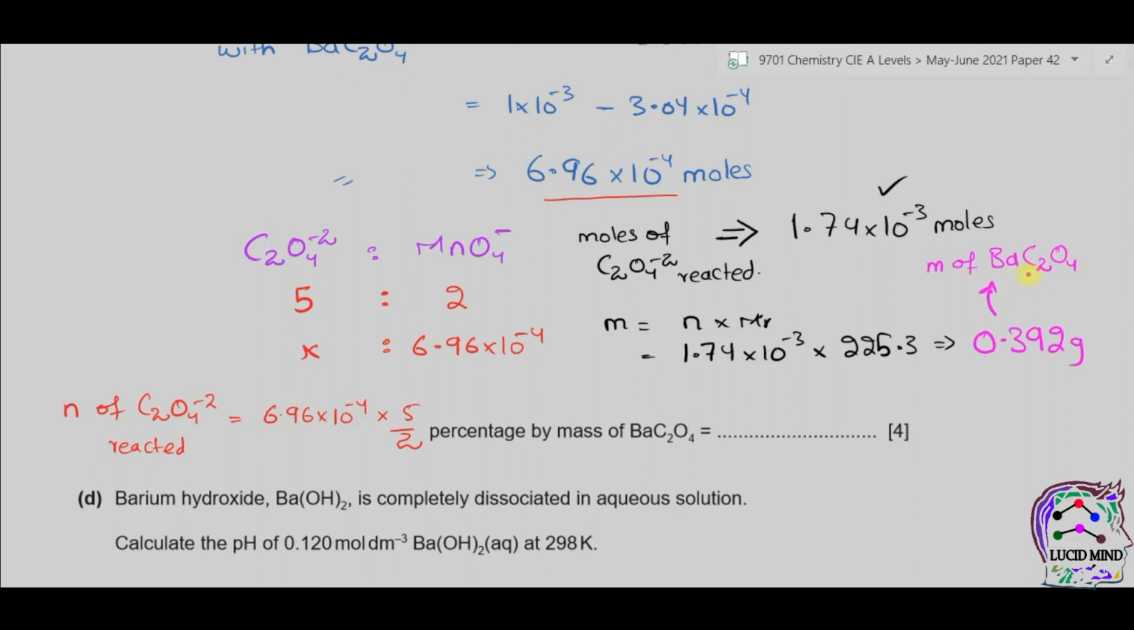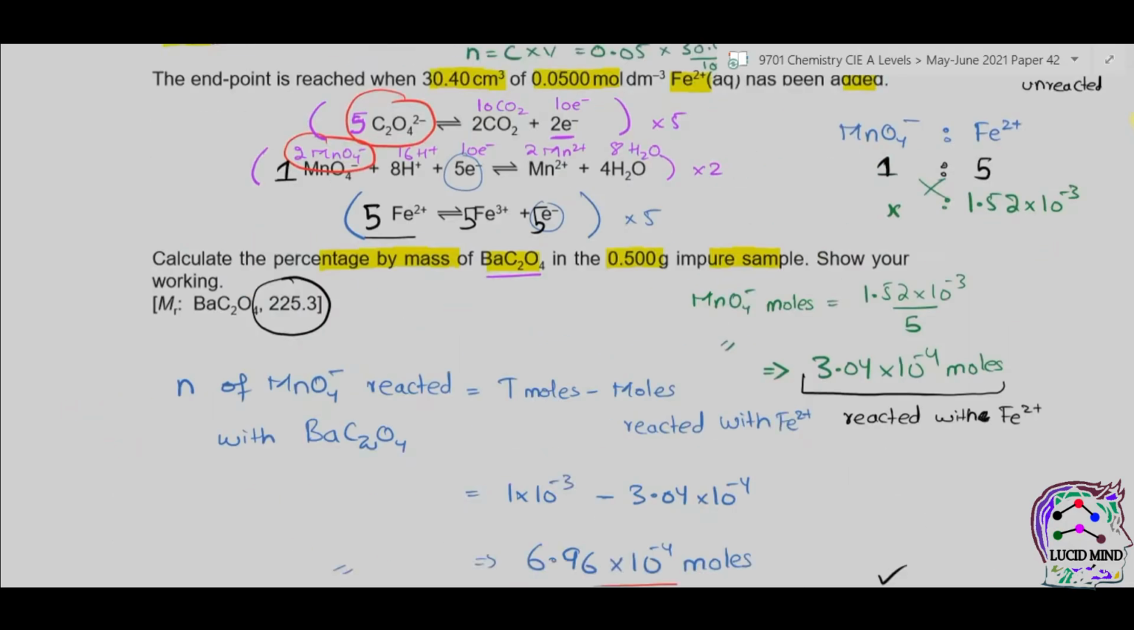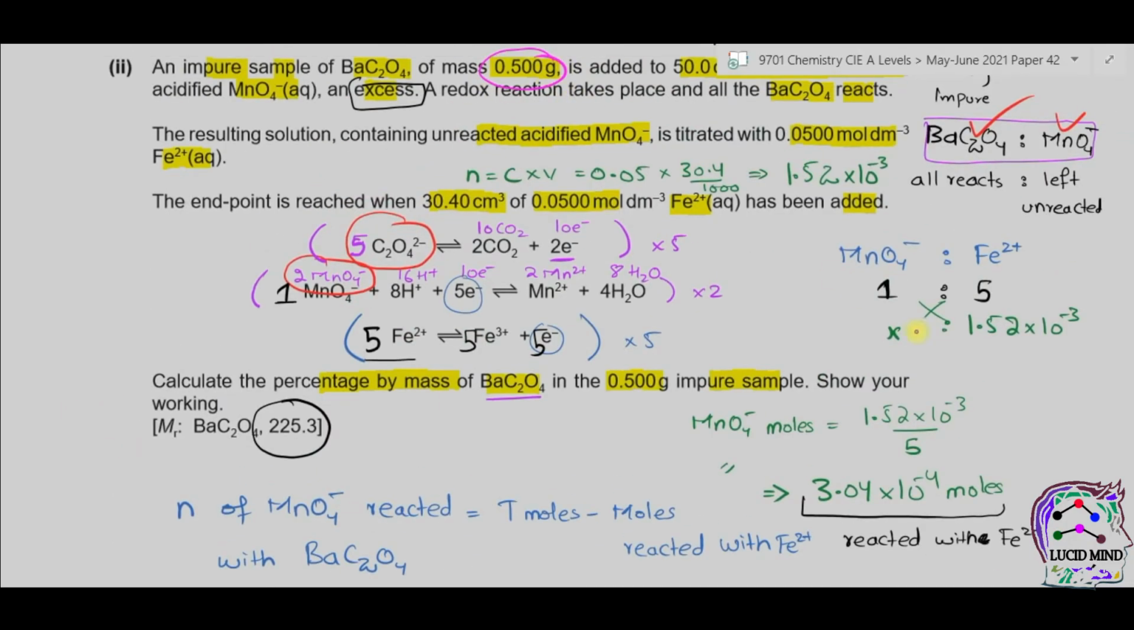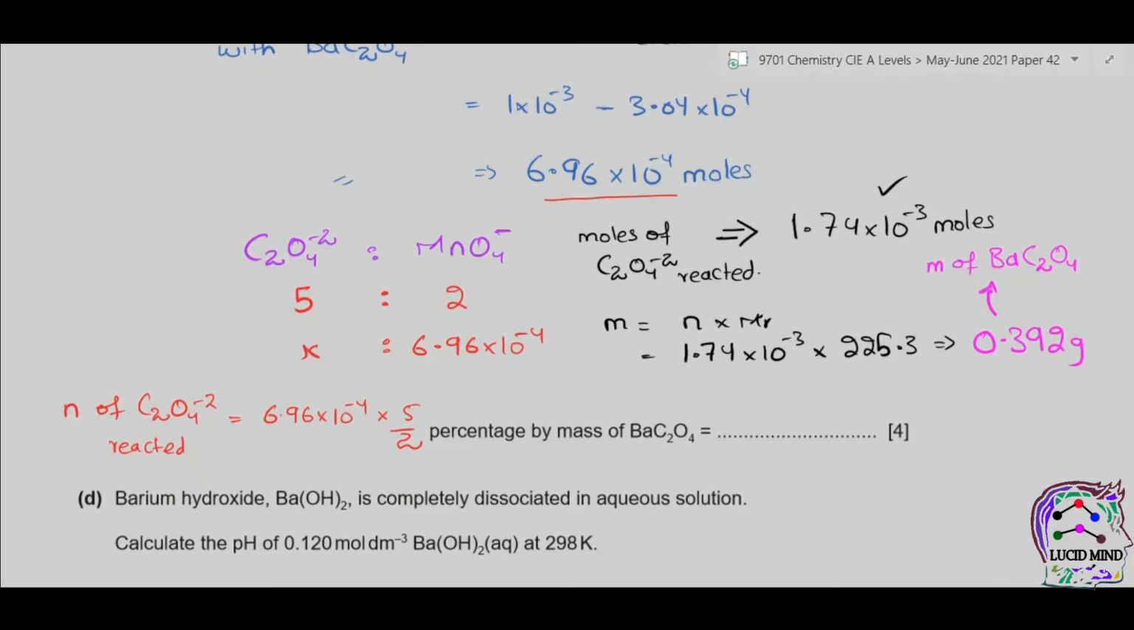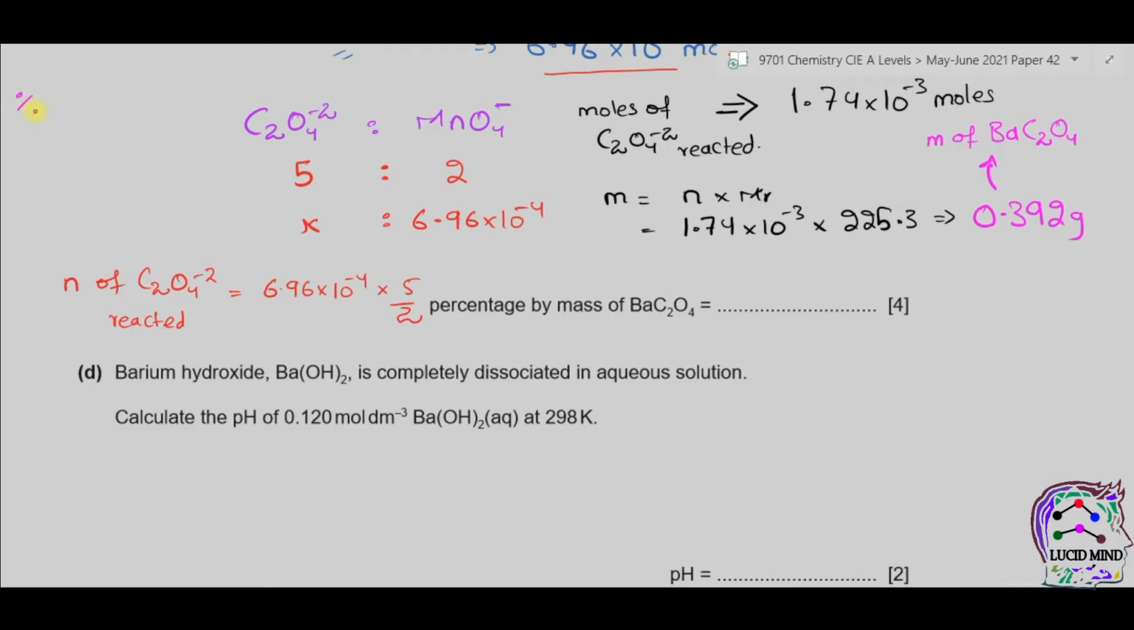that reacted. So it means this is the pure mass, and the total mass given in question was 0.5 grams, which is of impure sample. Now we can find the percentage by mass. Percentage by mass is equal to mass of pure sample divided by mass of impure sample into 100. Putting the values, we have 0.392 divided by the given mass impure 0.500 into 100. So percentage by mass comes equal to 78.4%.